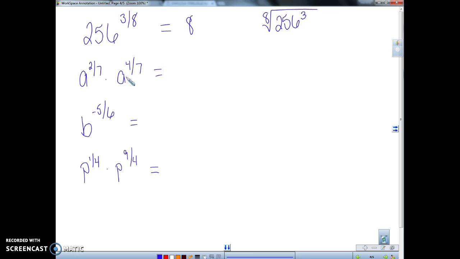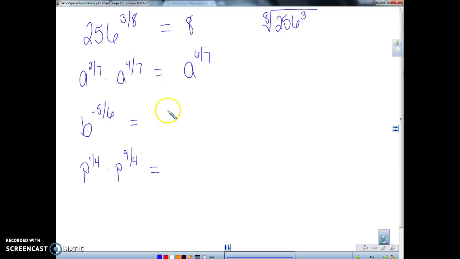Okay, let's drop it down and do some variables here. We have a to the 2/7 times a to the 4/7. When you're working with exponents of variables, when you're multiplying their variables together, if you remember, you add their exponents. So the answer to this would be a to the 6/7.